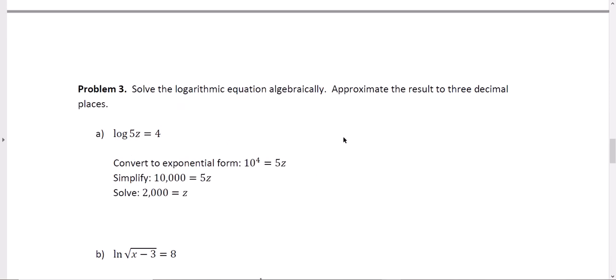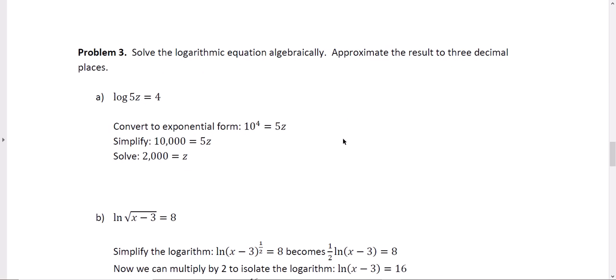Problem 3, solve the logarithmic equation algebraically. So you must show work. We're going to approximate the result to 3 decimal places. Log of 5z equals 4. Well, we cannot rewrite 4 as a log necessarily, an easy one with the same base, the base of 10. And we know that base is 10 because the base isn't written. If the base is not written, it's assumed to be 10.